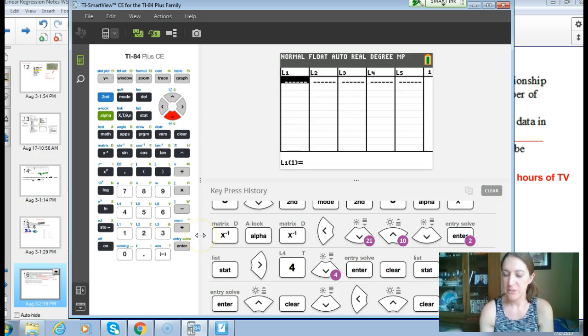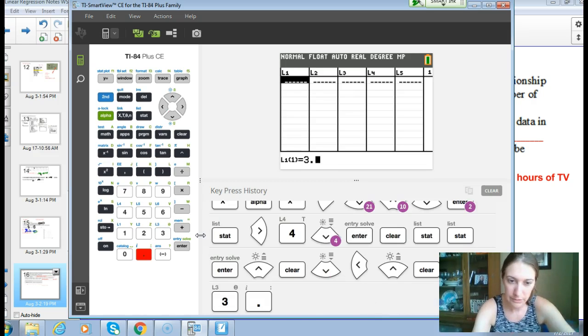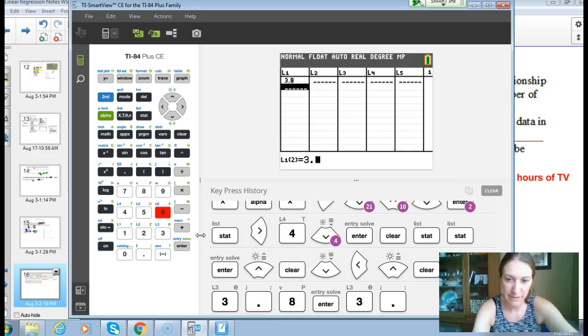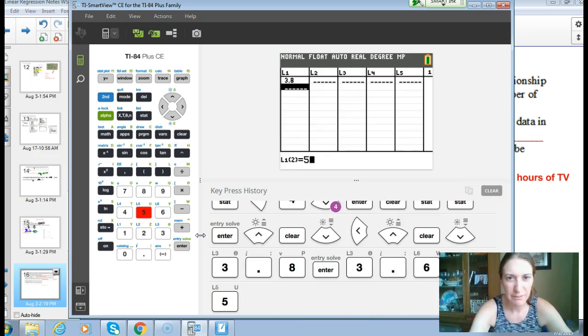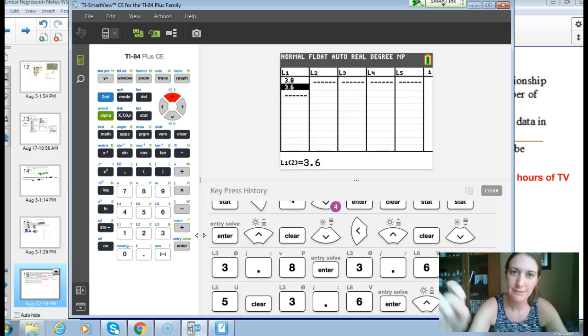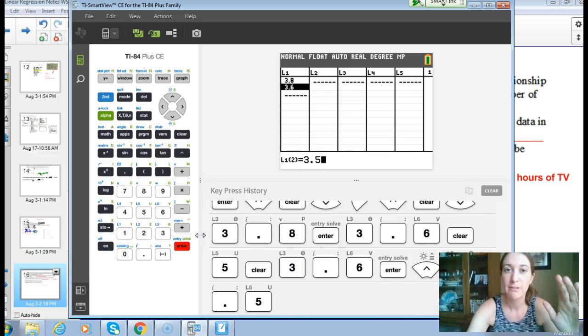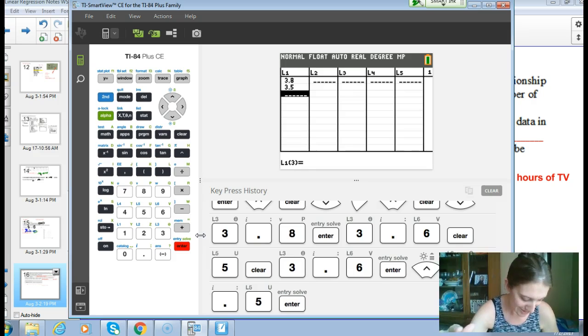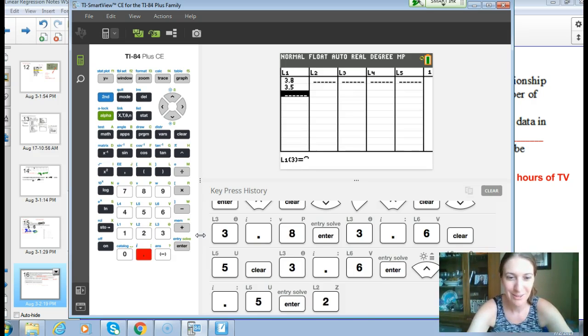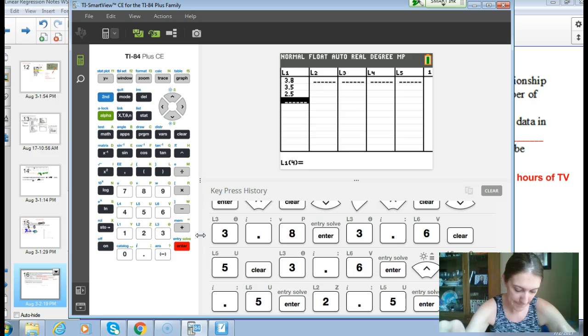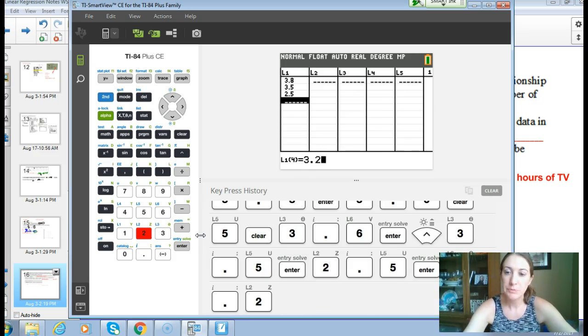All right, and then if I enter the data exactly how it looks without reading the problem, I'm going to enter 3.8, 3.5, oh, 5, 3.5, can't type, 8.5, nailed it. Okay, 2.5, 3.2, 2.8.